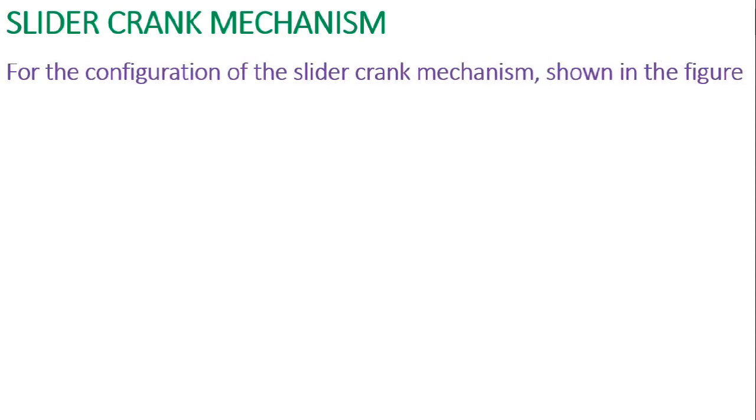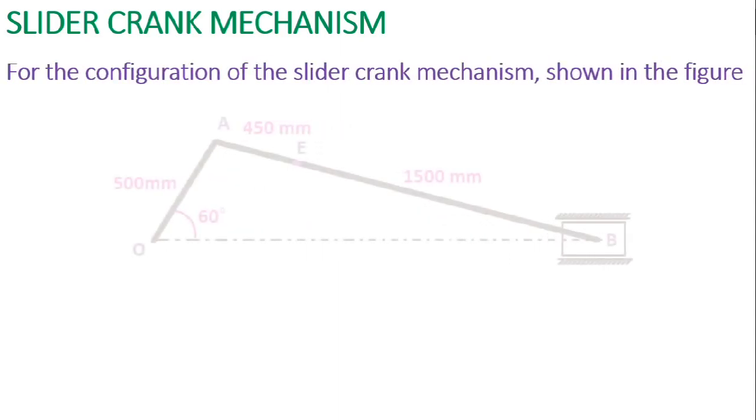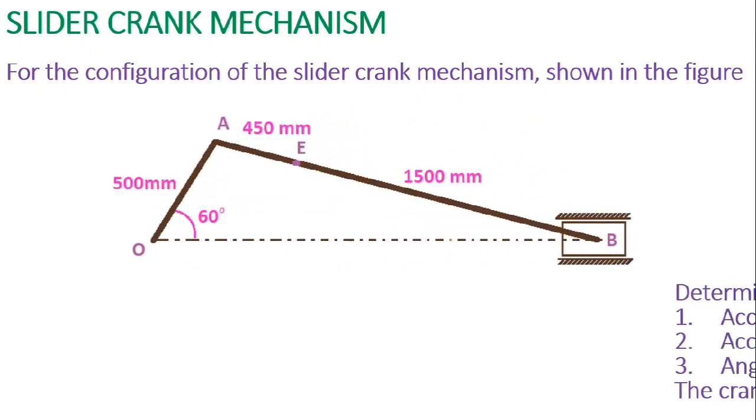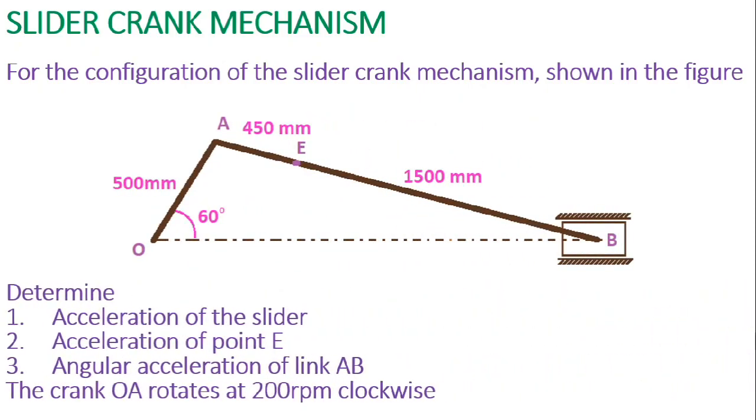So here, as I said, we shall be seeing the determination of velocity and acceleration for the slider crank mechanism. Here we have the first problem statement for the configuration of the slider crank mechanism shown in the figure. We need to determine the acceleration of this slider B. We need to determine the acceleration of point E, which is on this connecting rod AB.